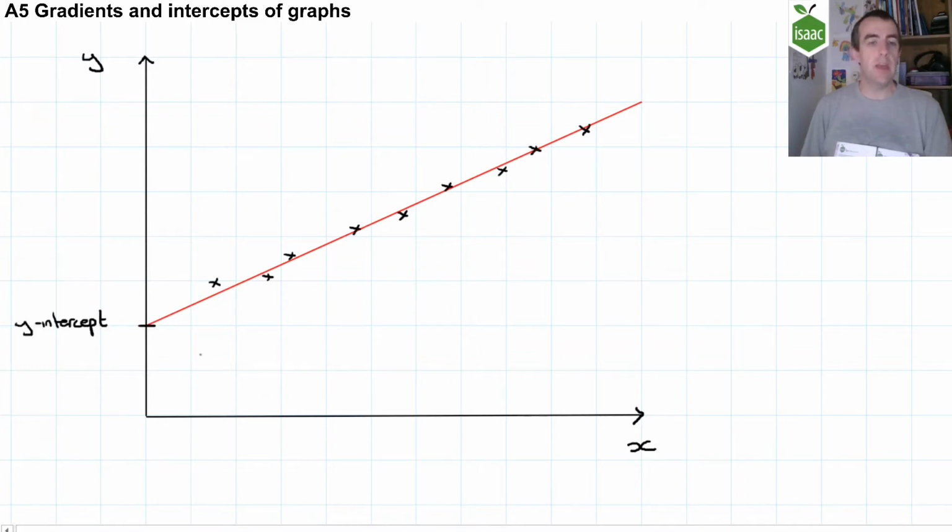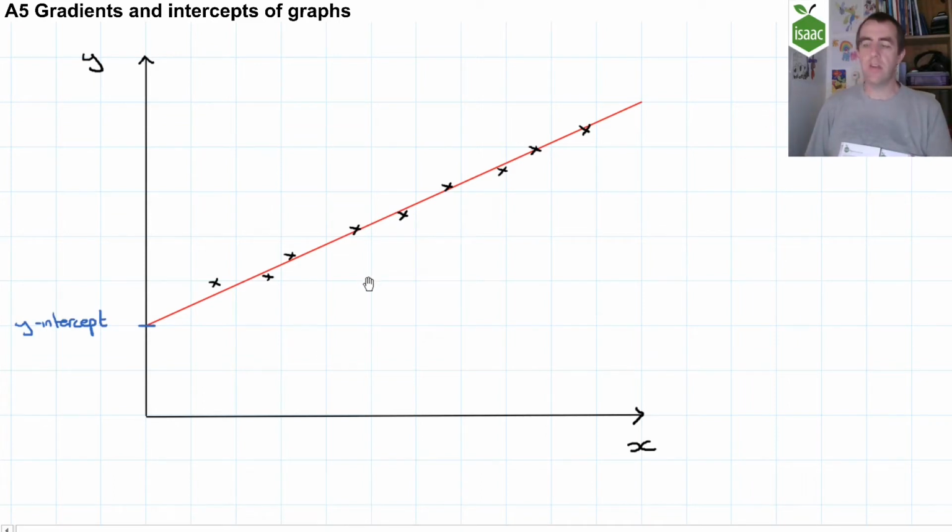The y-intercept is where the line crosses the y-axis when x equals 0. If the graph is drawn with a false origin, you have to be extra careful to make sure that your y-intercept is not just read off the graph. X equals 0 when y equals the y-intercept.